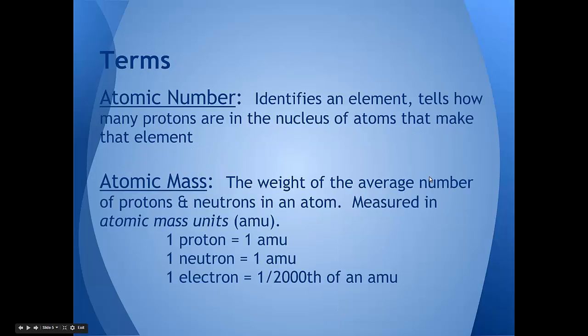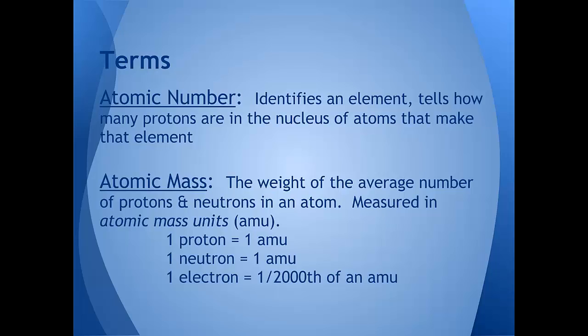A couple of terms that we need to go over that will make a lot of sense as we go throughout this video, and it'll help you to understand. The atomic number. This is the number that identifies an element, and it tells us how many protons are in the nucleus of atoms that make that element. Remember, all atoms of an element are the same. So all nuclei of carbon, the element carbon, will have the same number of protons.